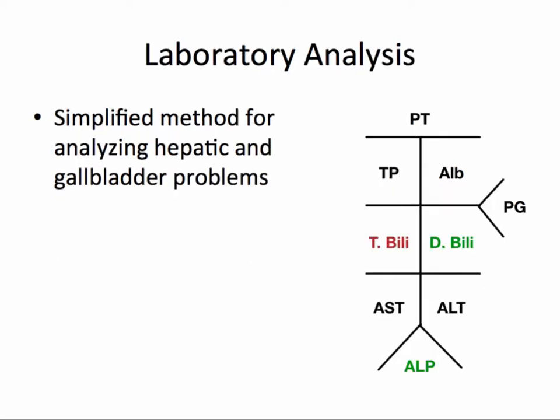The following is a simplified method for analyzing hepatic and gallbladder problems. Recall in the previous images, the colors correlate with the issue. So black, in general, corresponds with intrahepatic issues. Red corresponds with pre-hepatic issues, and green corresponds with post-hepatic issues.